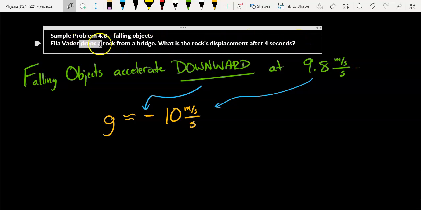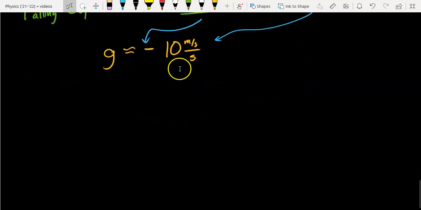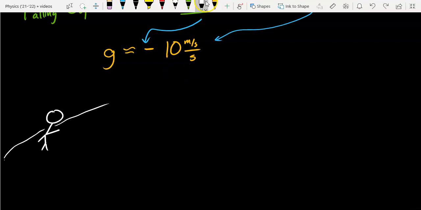Elevator drops a rock from a bridge. Well, if we have somebody dropping a rock from a bridge, really long arm right there. And when she's holding the rock, it has an initial velocity of 0 because you're holding it, right? Then when you let go, now that rock starts to fall and accelerate. It falls further and further every second, right?